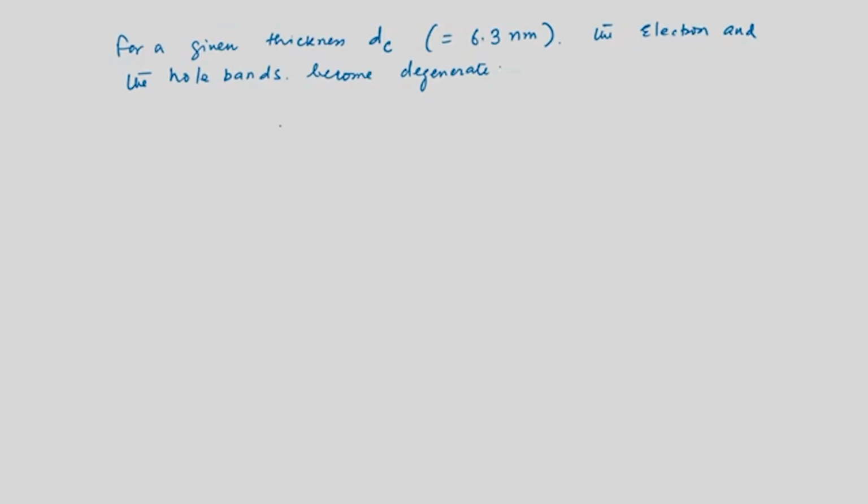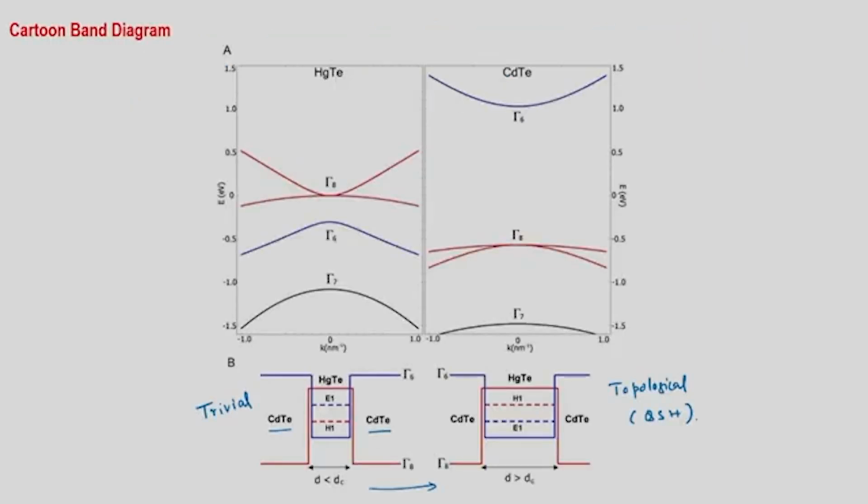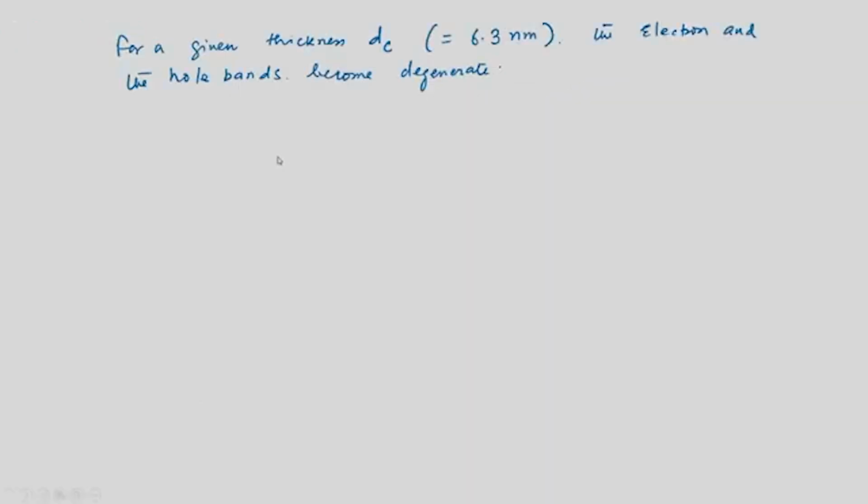And this can be exploited in the following sense. At this thickness, E1 and H1 will merge. If d is less than dc, then E1 will be higher than H1, and if d is greater than dc, then E1 will lie lower than H1.